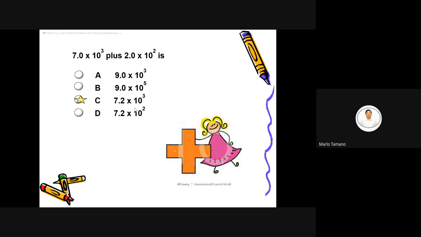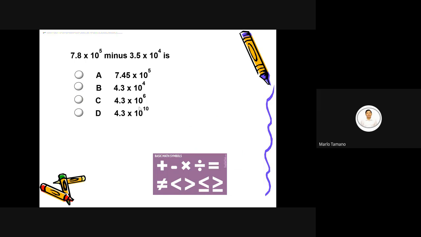Next. 7.8 times 10 to the 5th power minus 3.5 times 10 to the 4th power is. What is your answer? Move the decimal point. Where? We will follow the 10 to the 5th. Go.